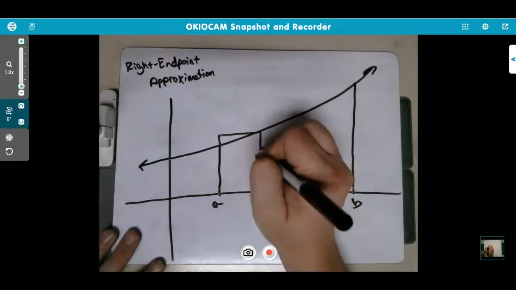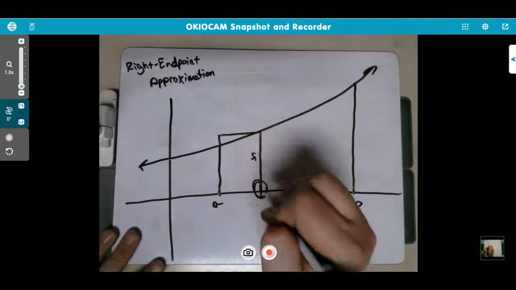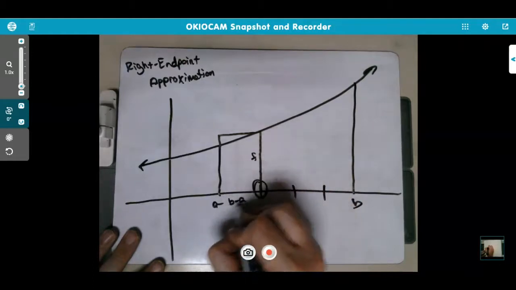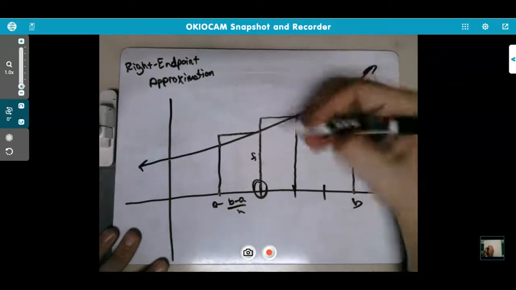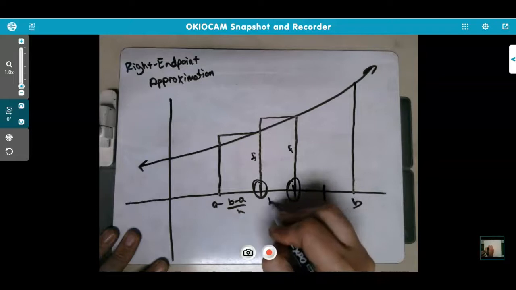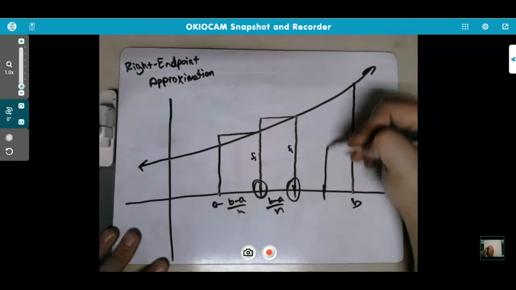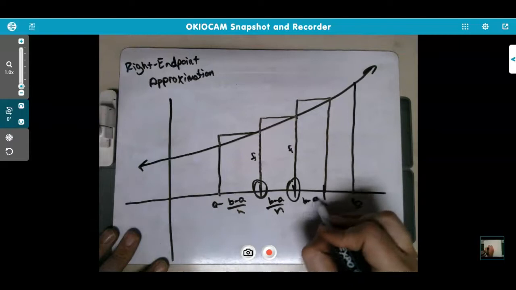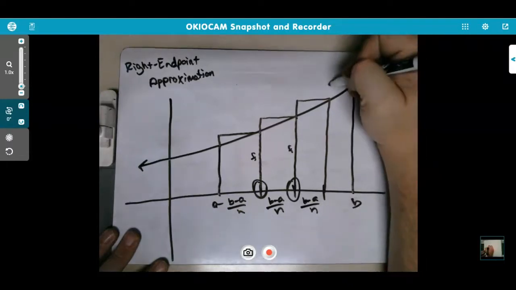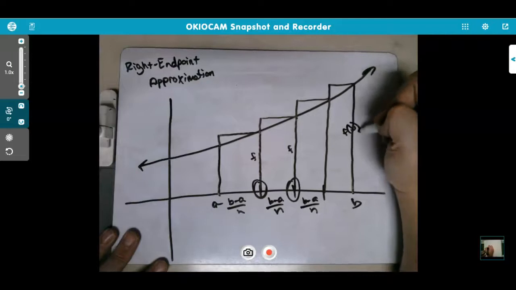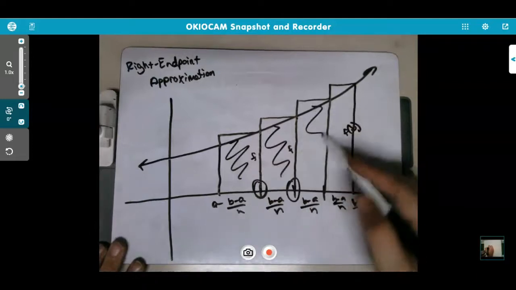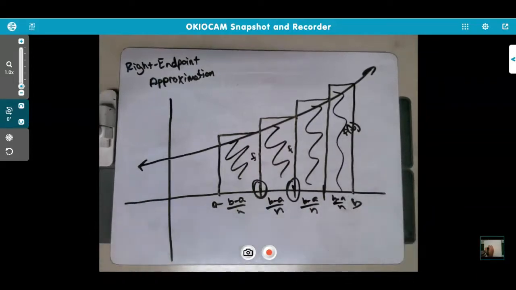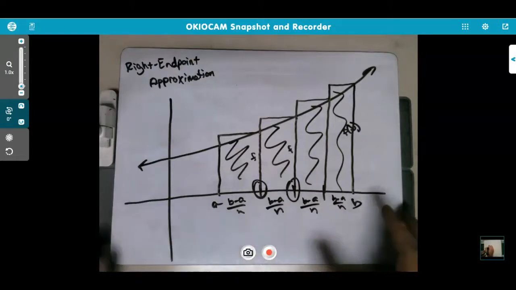So my height here is f of whatever this point is, and then my width is still b minus a over n. Same thing over here, use the right endpoint: f of whatever that is, times b minus a over n. And then for the last one, this height would be f of b now, times b minus a over n. Once I find what each part is, we can just add those up. So let's practice doing just this.